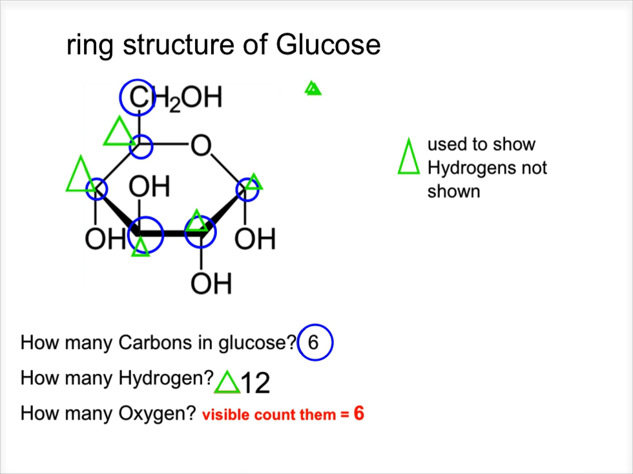6 carbons, 12 hydrogens, and 6 oxygen. So C6H12O6, the structure of glucose.